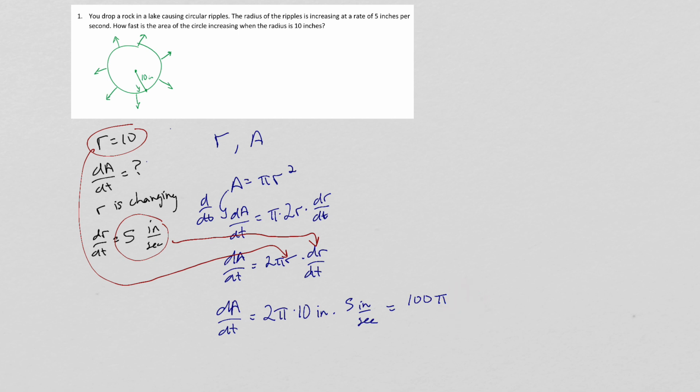The other way to see it is that our units should actually always work out. Here I've got inches times inches per second. What do I get when I multiply inches by inches per second? I get inches squared per second. And that is the answer to this one.